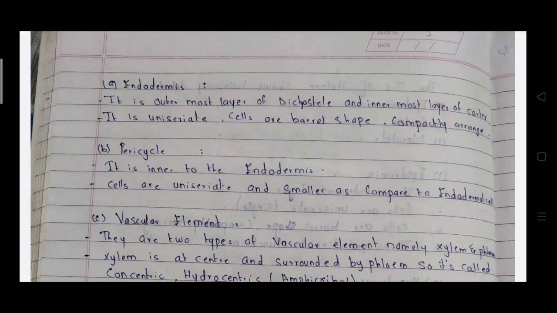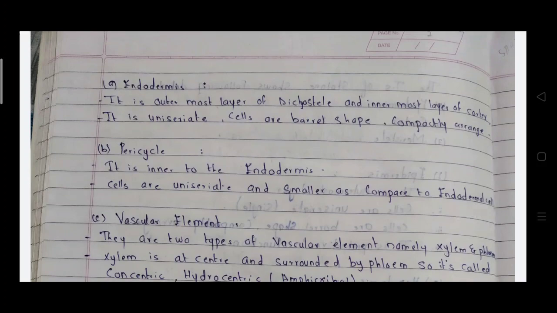The endodermis is the outermost layer of the dictyostele and the innermost layer of the cortex. It is made by a uniseriate layer, and the cells of this layer are barrel shaped and compactly arranged. Then below the endodermis there is the pericycle.